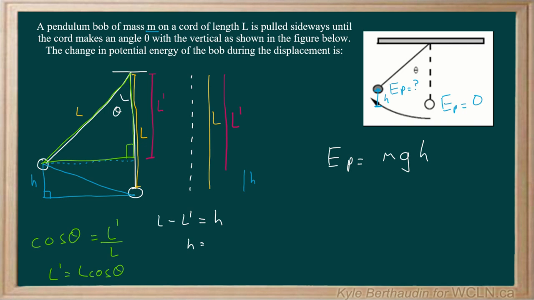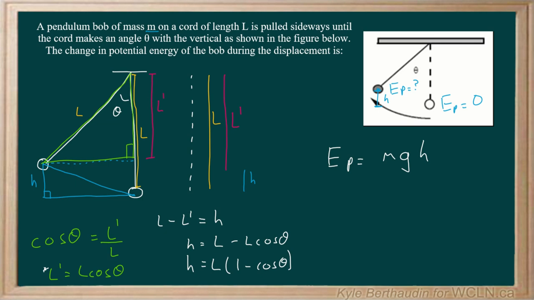Okay, well, we know what L primed is. We just solved it over here. So L minus L cos theta. And if we want, we can factor out the common factor of L, giving us 1 minus cos theta multiplied by L. And that's our height.